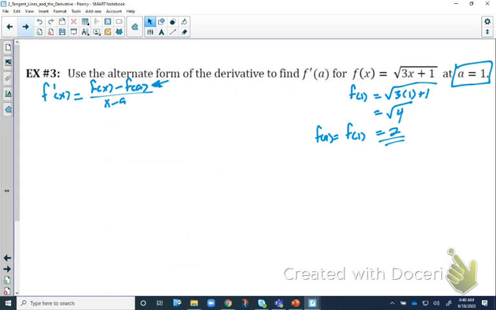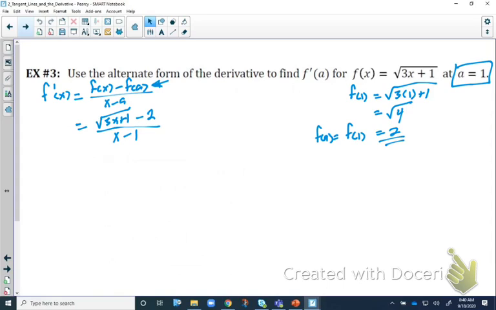So let's start plugging in our numbers. F of x is just the function that was given to us, which in this case is the square root of 3x plus 1. F of a, in this case, is f of 1, so plug in the 1 to the function like I did here on the right, and I'm going to get a 2. And in the denominator, we're going to subtract x minus a. Now, x is just x right now, and a in this case was the positive 1, so I'm going to say x minus 1.